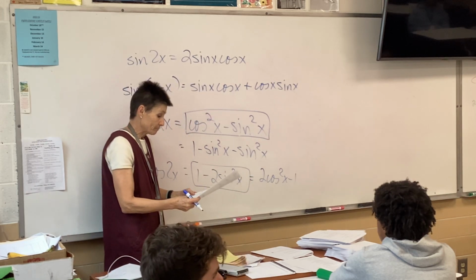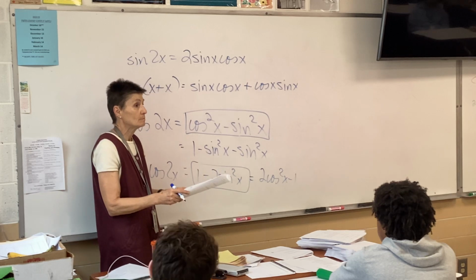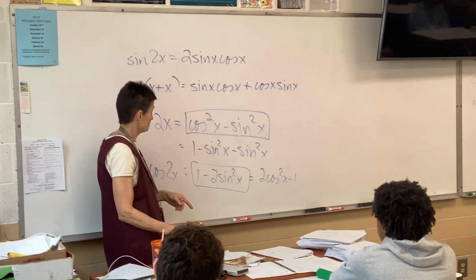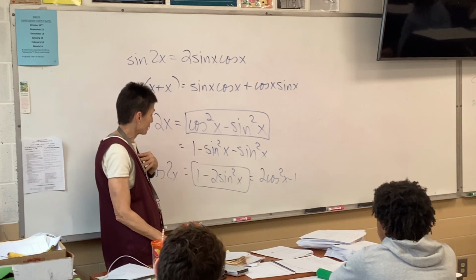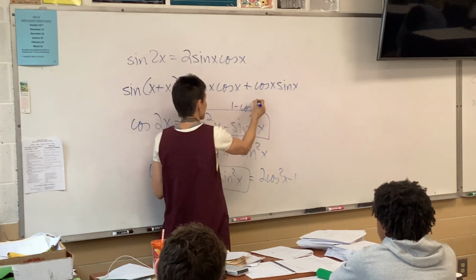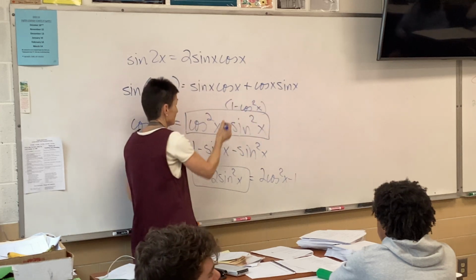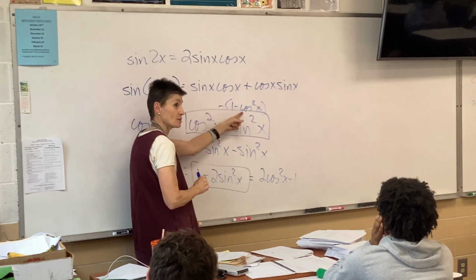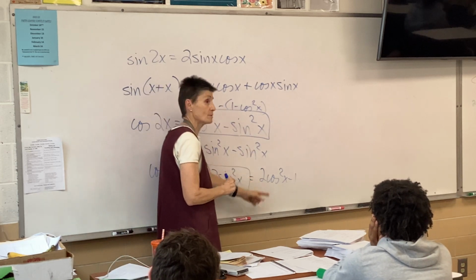Lucy? Can you explain how you got the 2 cosine squared of x minus 1 again? I don't understand. How I got what? The 2 cosine squared of x minus 1. Change this into 1 minus cosine squared. So cosine squared minus 1 plus cosine squared is 2 cosine squared minus 1.